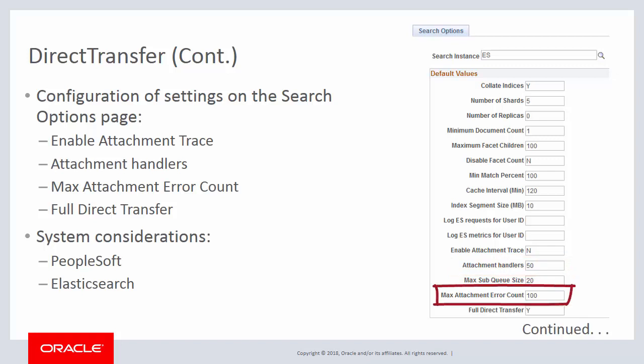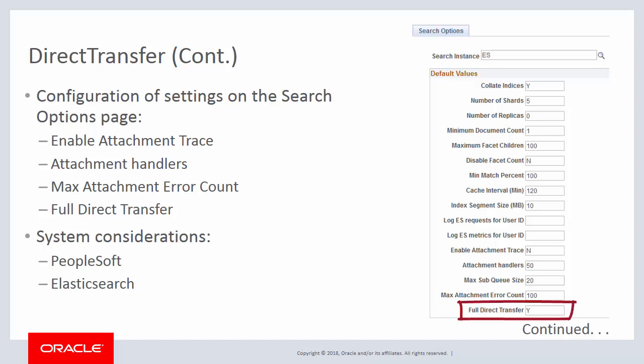Max Attachment Error Count. The Max Attachment Error Count setting is used to determine the error tolerance of the indexing program. This setting is used to specify the maximum error transactions permitted during indexing. If during indexing, the number of errors exceeds the specified value, the indexing process will exit after completing the process of sending data that is already available in memory. Please note that this setting is used in error handling, which is discussed later in this presentation.